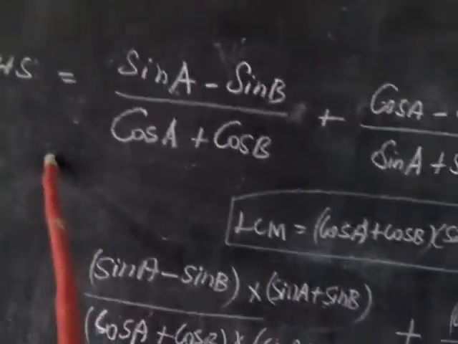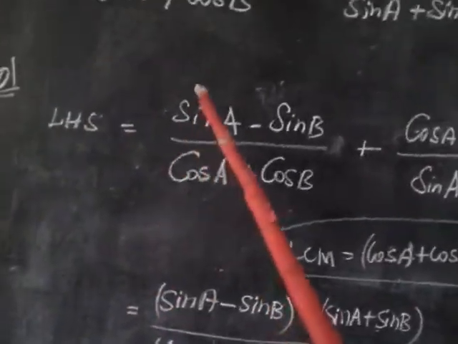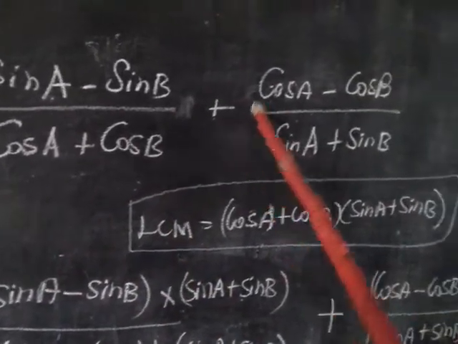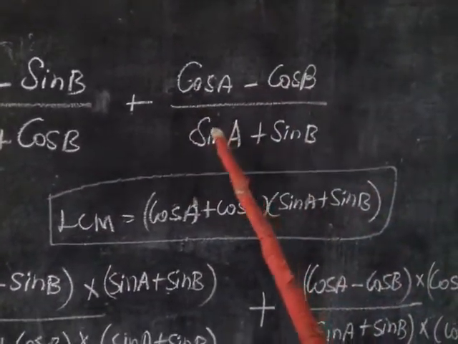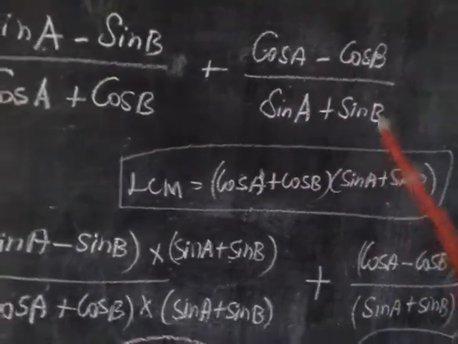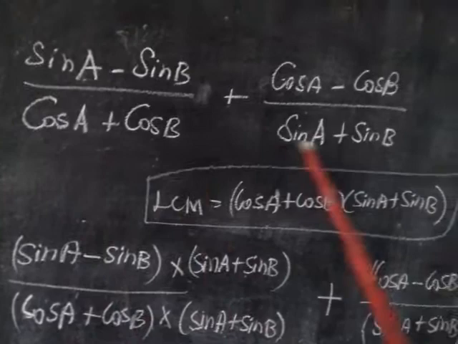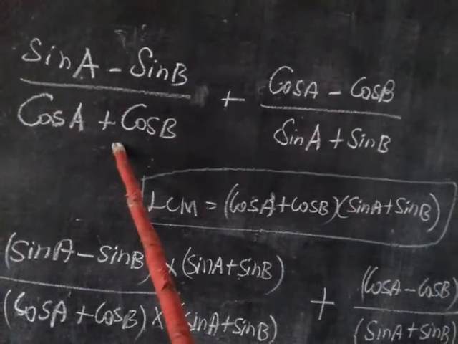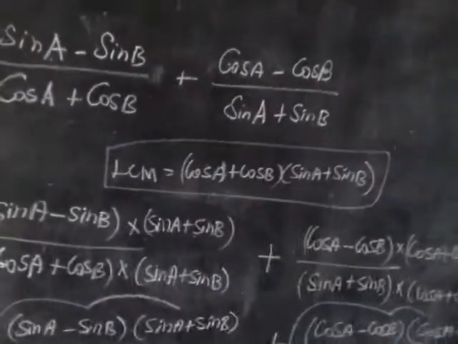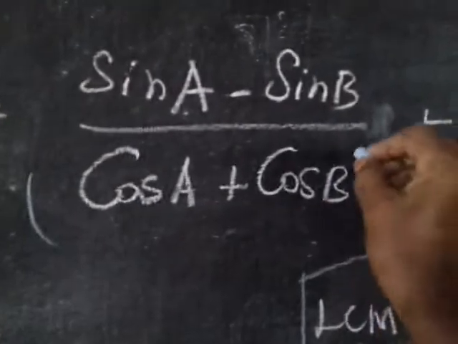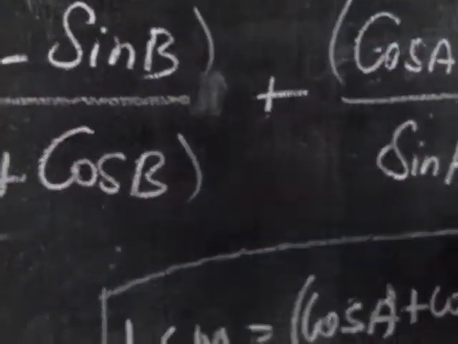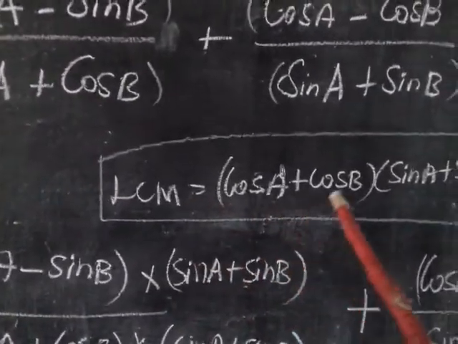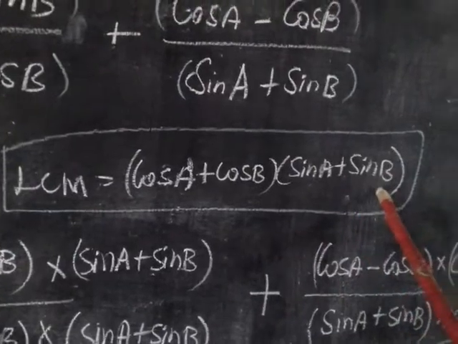We take our left hand side and prove the right value. So (sin A minus sin B) divided by (cos A plus cos B), plus (cos A minus cos B) divided by (sin A plus sin B). You see the denominators here are unlike denominators, in fraction form with two terms. So take the LCM, which is (cos A plus cos B) and (sin A plus sin B).